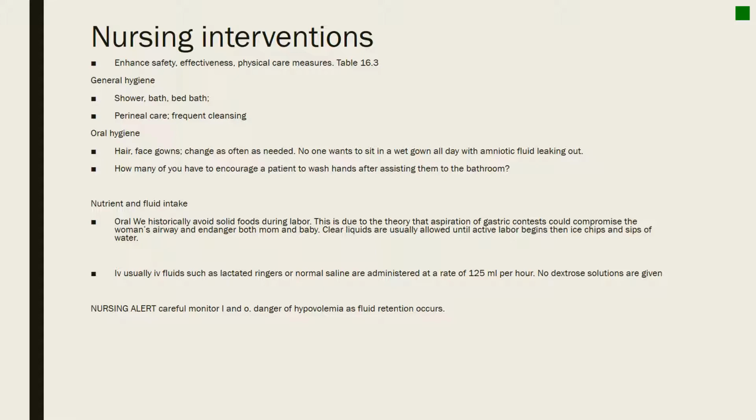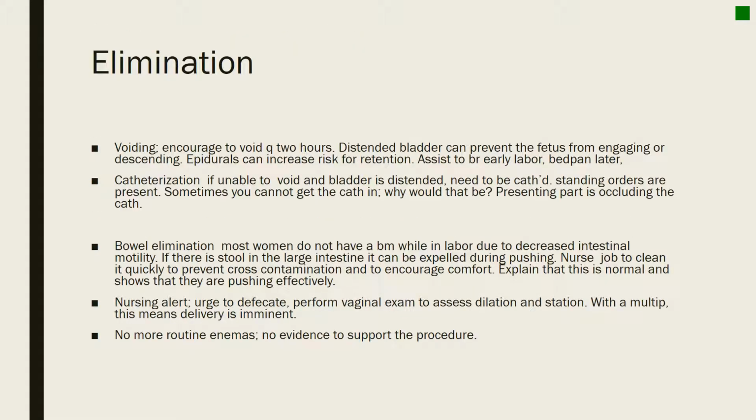Nursing interventions. Next slide. Take a look at these nursing interventions on your own, table 16.3. Pretty much common sense stuff here. We want to encourage these ladies to void every 2 hours. A distended bladder can prevent the fetus from engaging and descending. Epidurals can increase our risk for urinary retention, so we will have to assist them to the bathroom. In early labor, give bedpans later. We may have to catheterize, usually a straight cath right before they're ready to push. Sometimes that presenting part keeps you from being able to even put that catheter in. It can occlude the catheter.